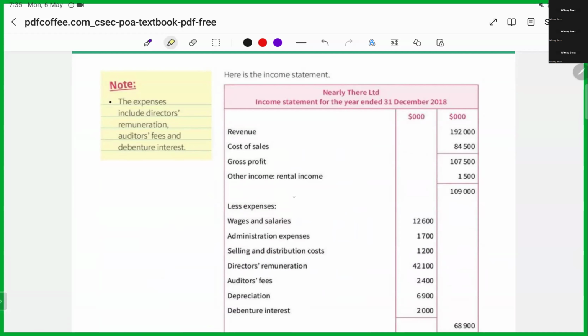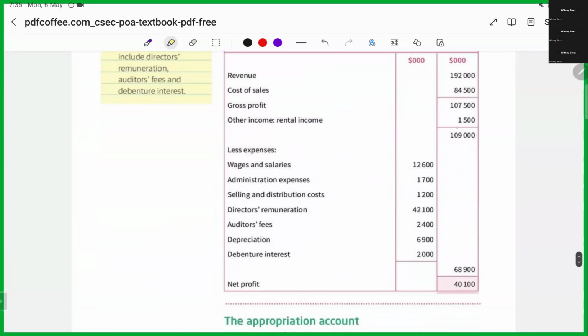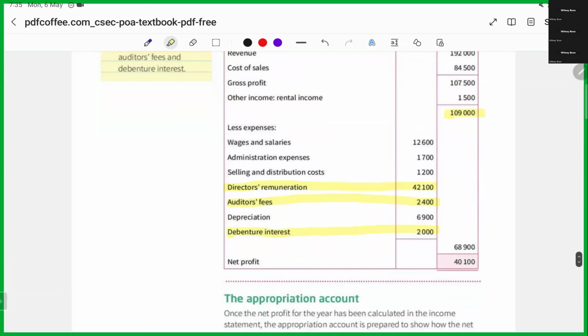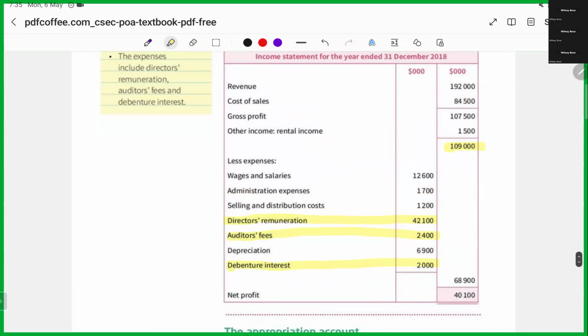You add any other income that we have, which was the rental income, and now we get our adjusted gross profit of 109,500. Now we subtract any expenses that we have. So we pick out the expenses from the trial balance, and we notice our special expenses for companies: directors' remuneration, auditors' fees, and debenture interest. Regular expenses, we know them. Typically, they group them for a company, so you see administration expenses grouped. And of course, when you subtract your total expenses from your gross profit, you get your net profit of 40,100, which is what you're used to.